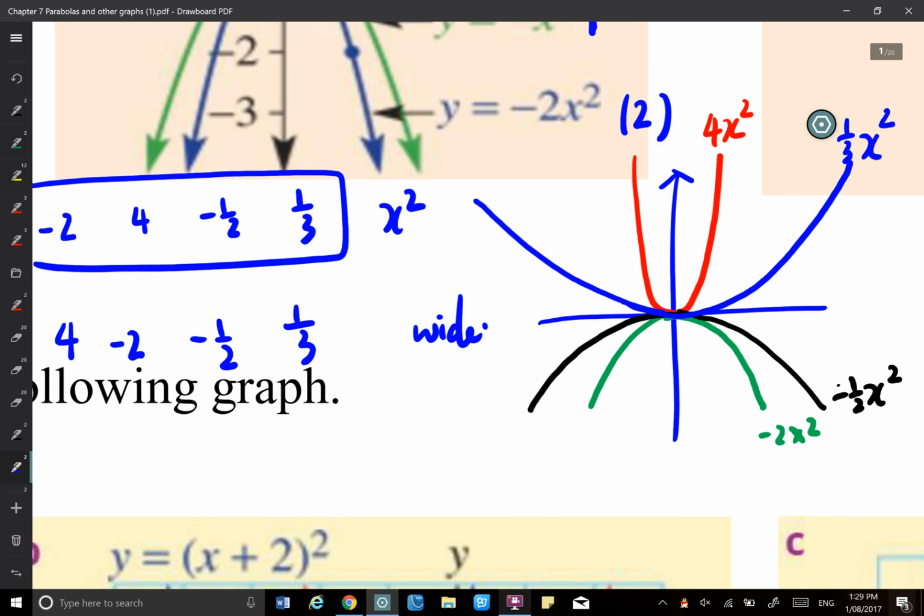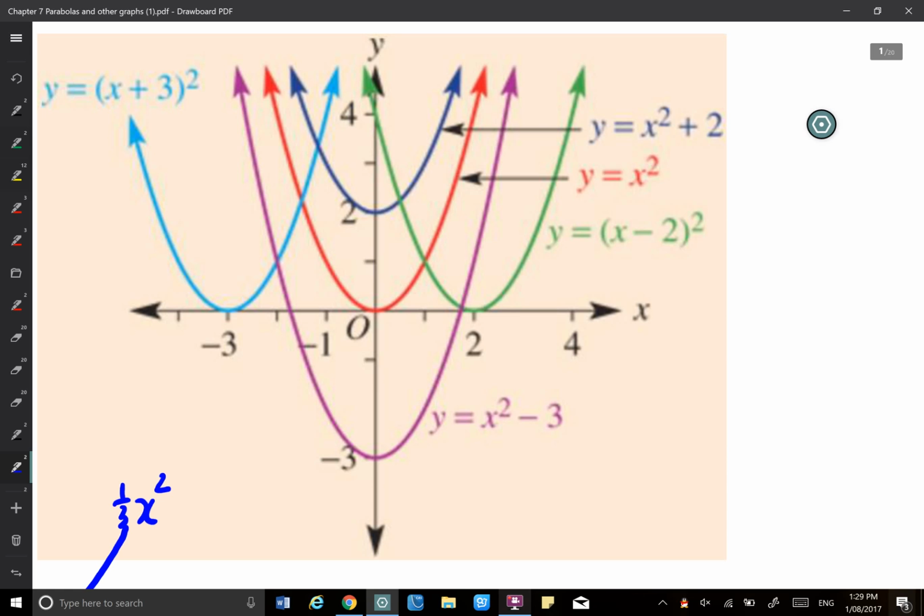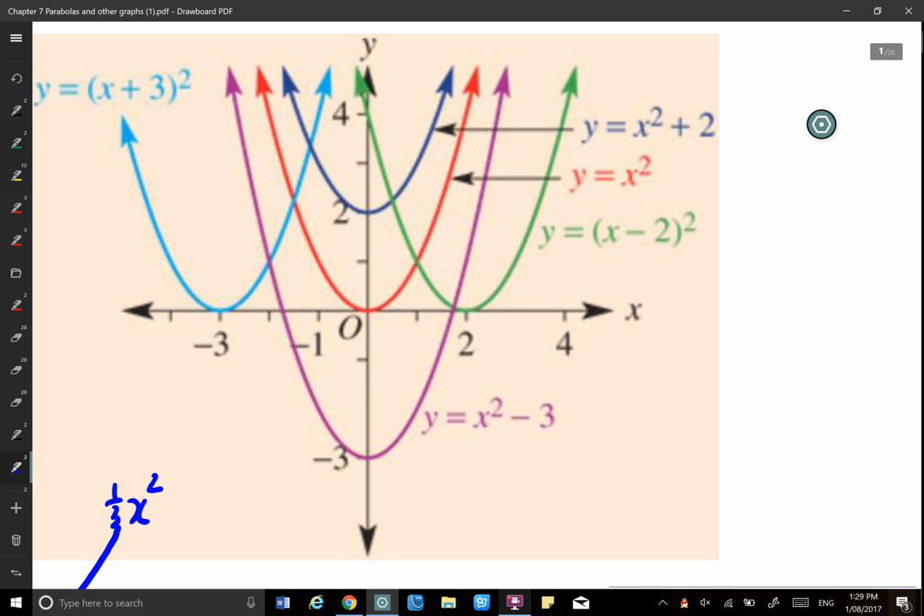The hardest one to think about will be the translation. Okay, the translation. The translation is moving all the points. The whole graph will move every single point to the left or to the right or up or down. So all the points will shift. So let's have a think.